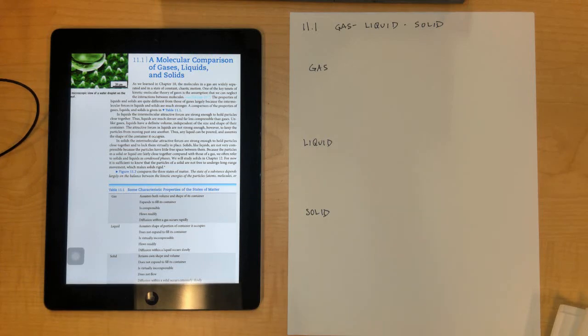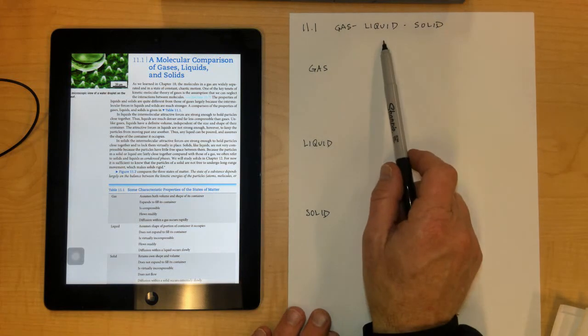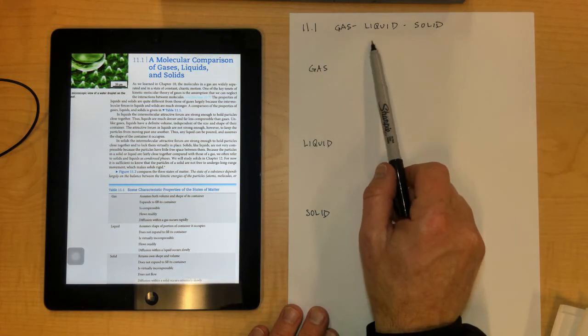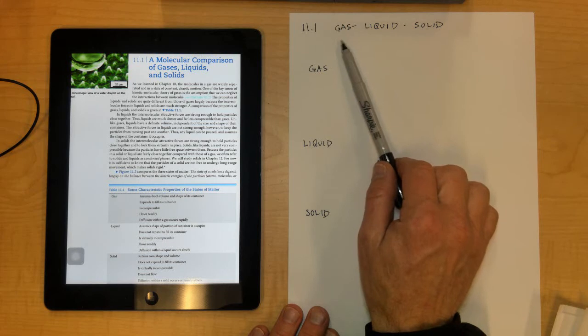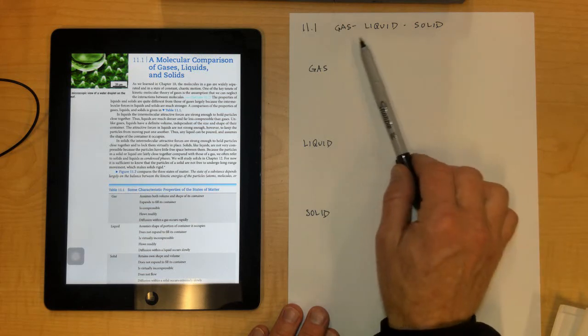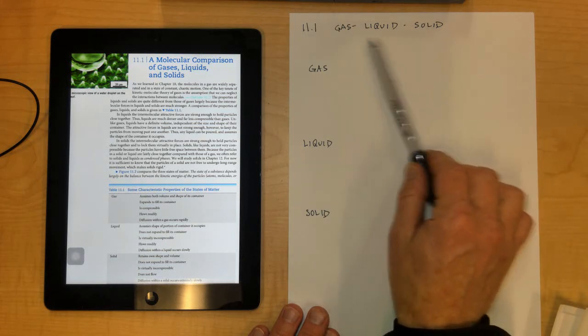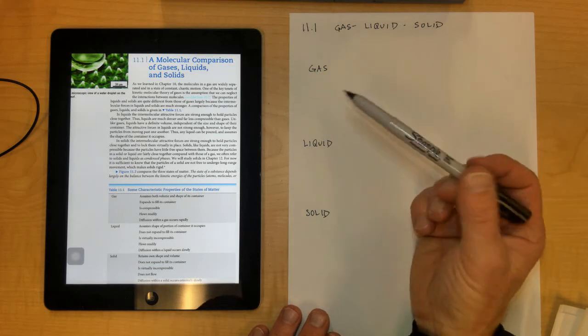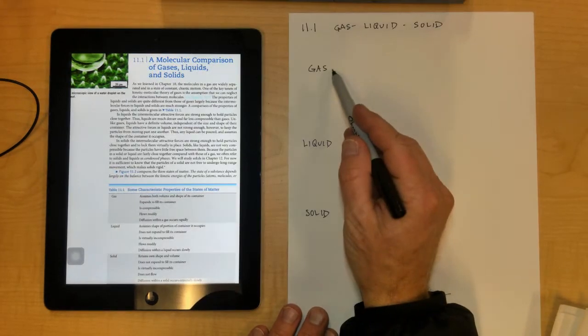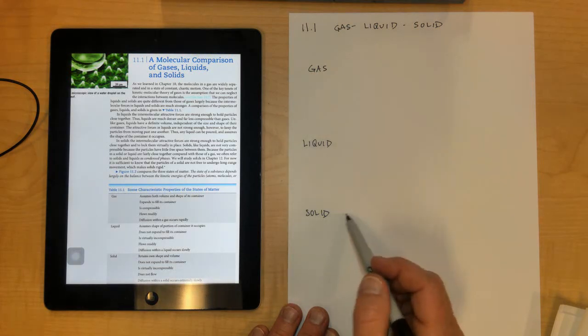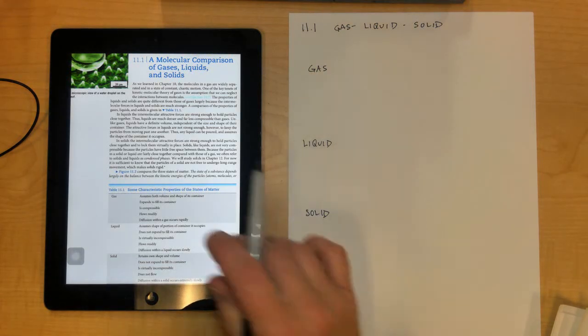Alright, here we start with Chapter 11. Chapter 11 is called Liquids and Intermolecular Forces. And to lead this off, we're going to look at some properties of the three main phases of matter: gases, solids, and liquids. We'll look at them in the order from the most diverse or the most spread out phase of matter to the most condensed phase of matter down here as a solid.